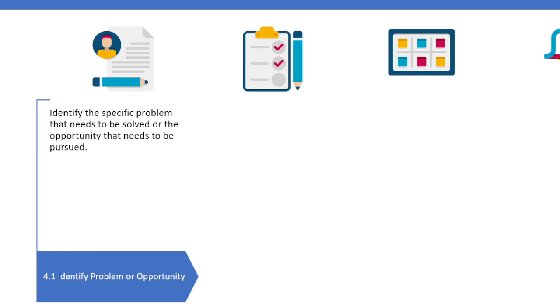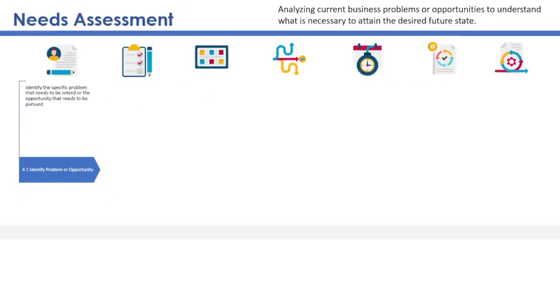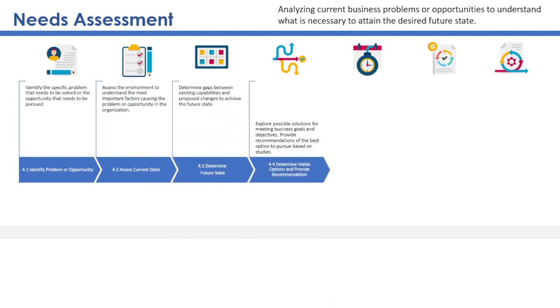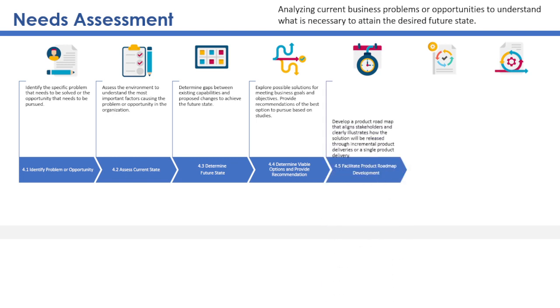Identify problem or opportunity. Identify the specific problem that needs to be solved or the opportunity that needs to be pursued. Then we talk about assessing the current state, which is a no-brainer, determining the future state, and determining viable options and provide recommendations. This is all common sense. When an unfavorable condition, why is that? How do we move to a more favorable condition? And then determine the viable options and provide recommendations.